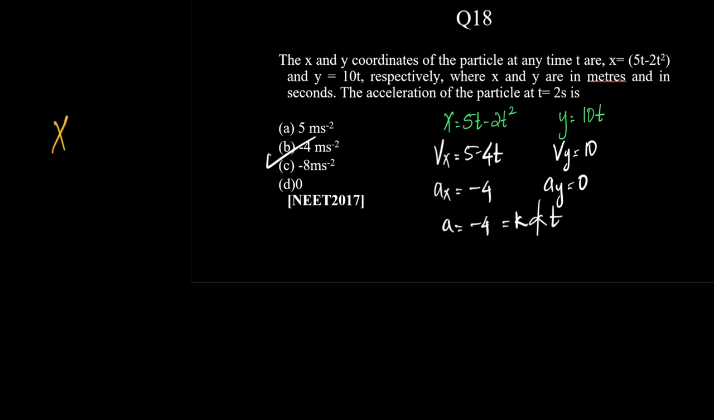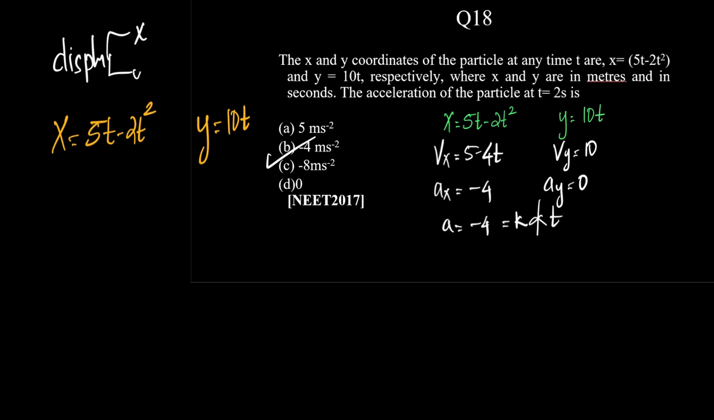So it's given to us that x is equal to 5t minus t square and y is equal to 10t, right? So it means that the displacement has two components here, the x component and the y component.